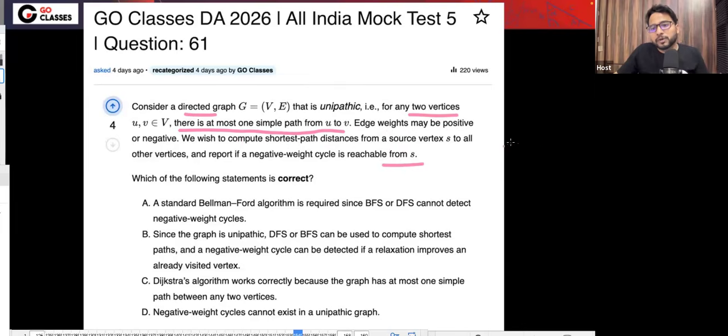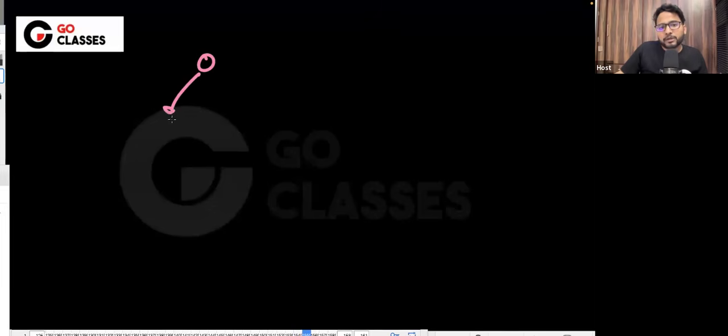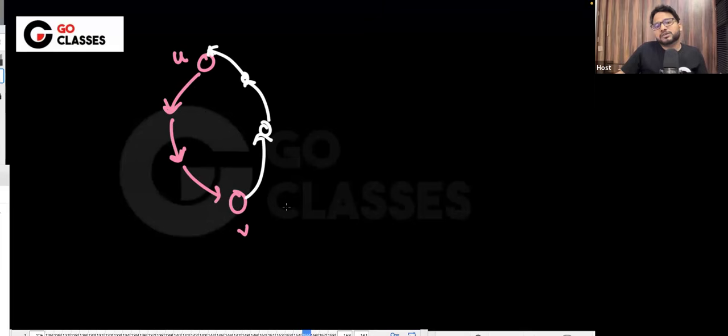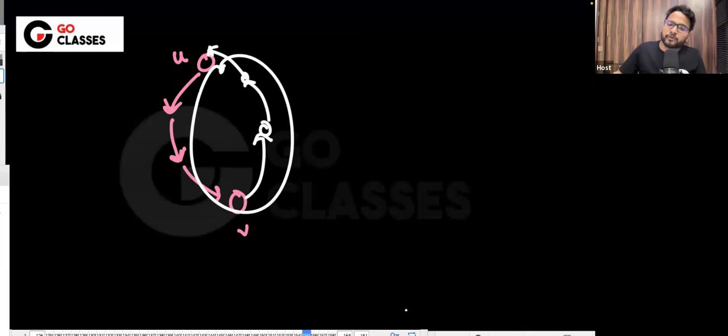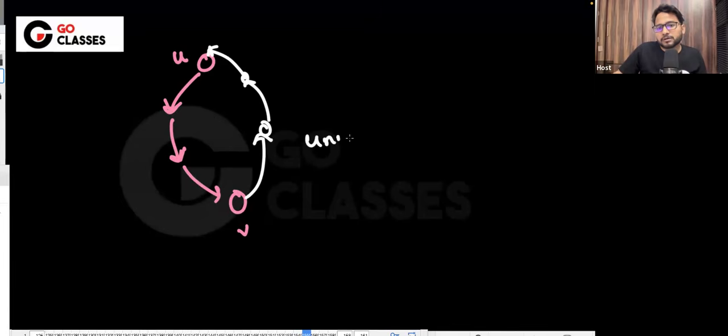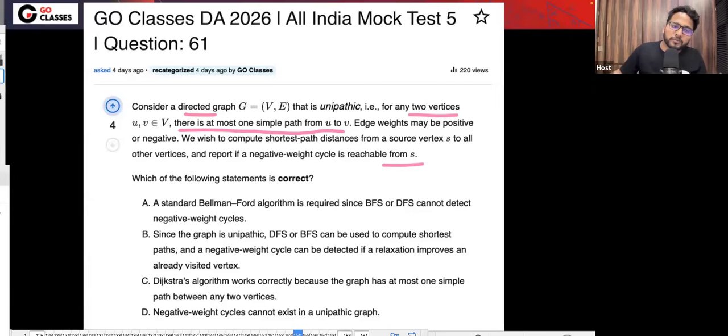By the way, this graph is unipathic, but does this mean that there won't be any cycle? See, from u to v there is a single path, I agree. Let's suppose this is u, this is v. There is a single path, but there can definitely be a cycle, right? This is unipathic, but still there is a cycle. So there is one option, option D, saying a negative weight cycle cannot exist. No, they can exist. So that's why D is wrong.